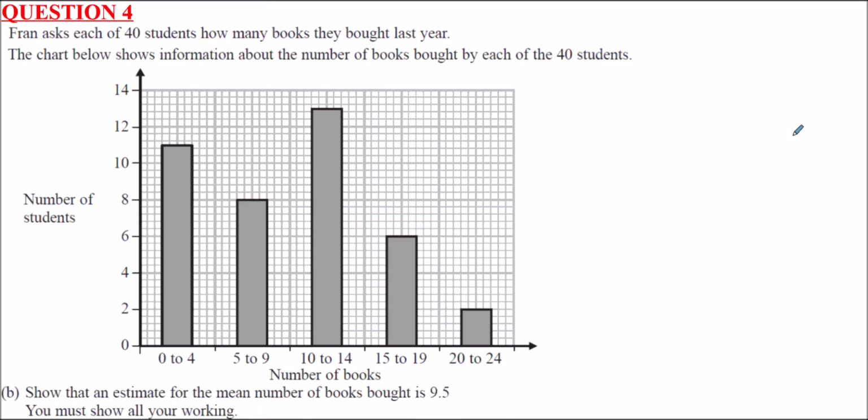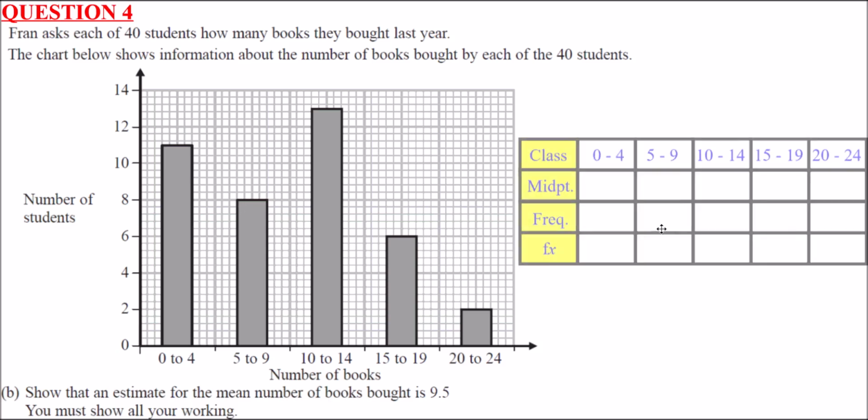Part B. It says show that an estimate for the mean number of books bought is 9.5, and you must show all your working. So what we need to consider here is how can we convert this into a frequency table essentially. So the big link is we can get this data and record it like this. Here there's 5 bars, which are 5 classes. Now we can estimate the mean by taking the midpoint of each one.